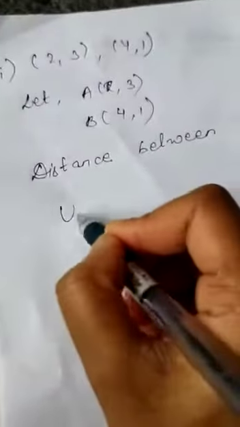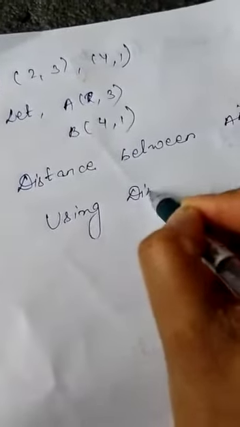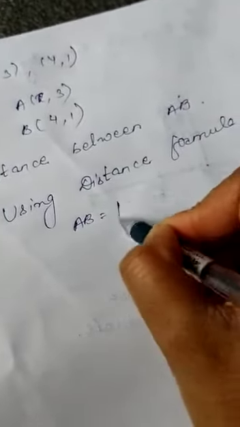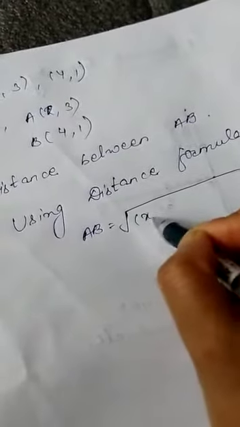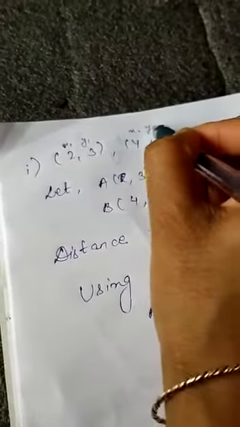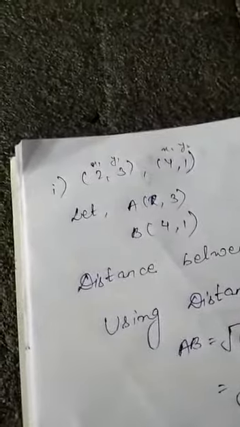So what we will do, using the distance formula, we get... so what is the distance formula? AB is equal to, we have already given the name, so square root of (x2 minus x1) whole square plus (y2 minus y1) whole square. You can take anyone as x1, y1, and let's say this is x2, y2, okay? You can write these things with pencil and later on you can rub this. So let's put the value.